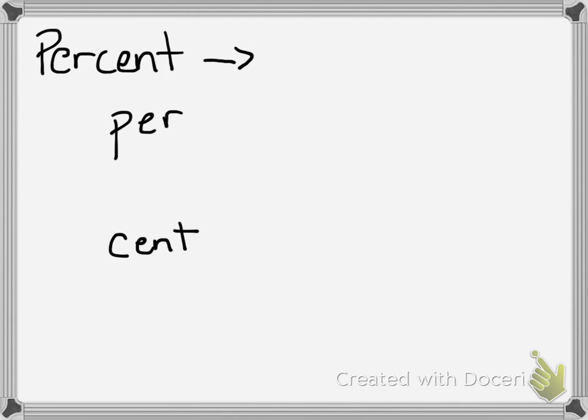Let's get started. The first thing to really think about with percents is actually that word, percent. So the first part of the word, per, means of or out of, and cent is a root for 100, like the word century is 100 years. So the word percent literally means out of 100. So that's what we always have to keep in mind when we're talking about percents.